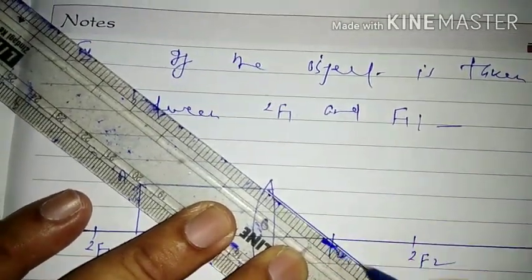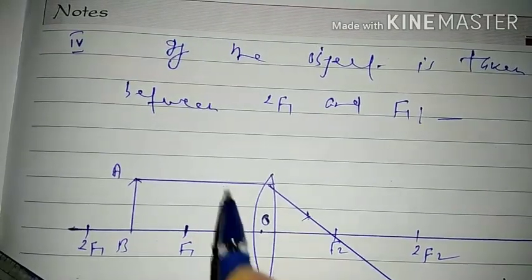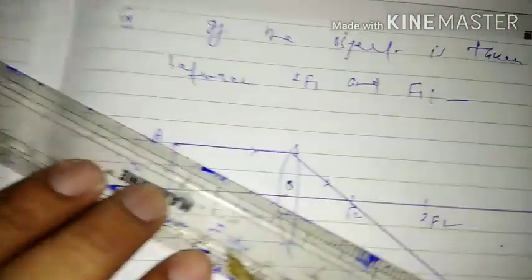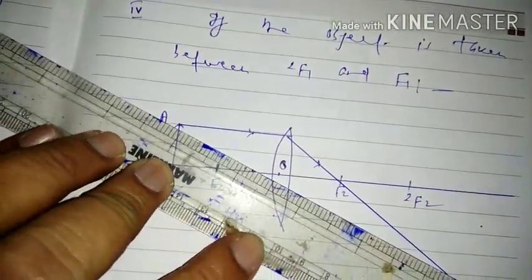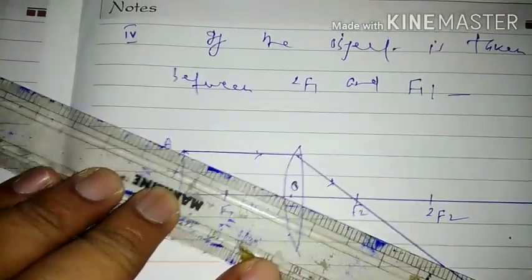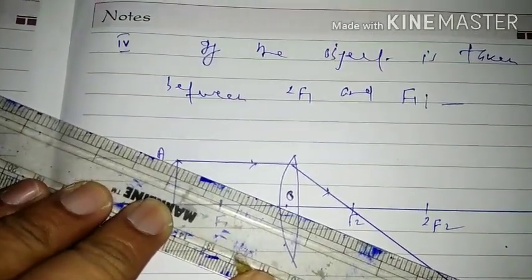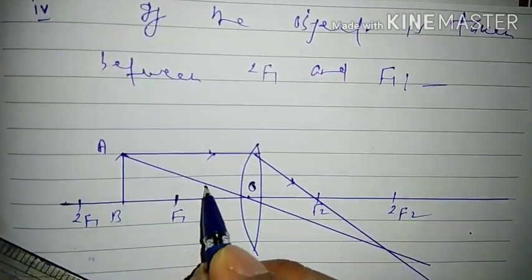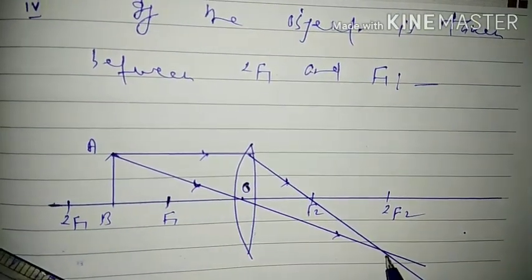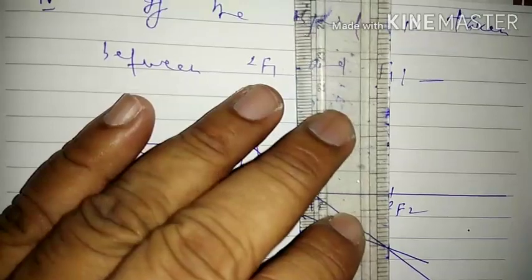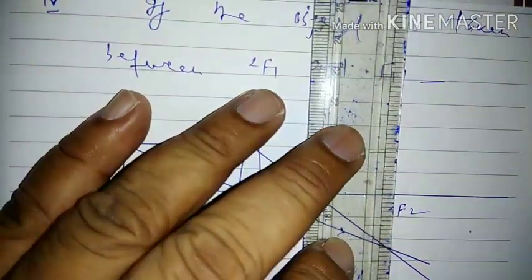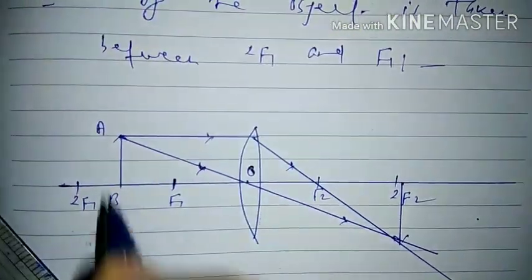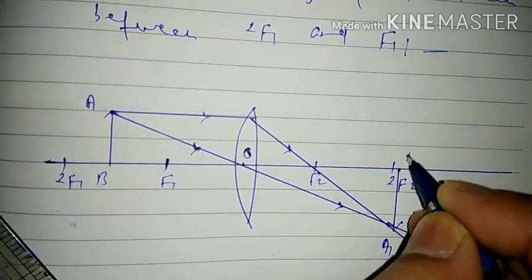After refraction, this ray passes through focus. This is the incident ray and this is the refracted ray. And we always take another ray from the optical center. See here, optical center. These rays really meet here, beyond 2f2. Suppose the object is AB, then the image is A dash B dash.